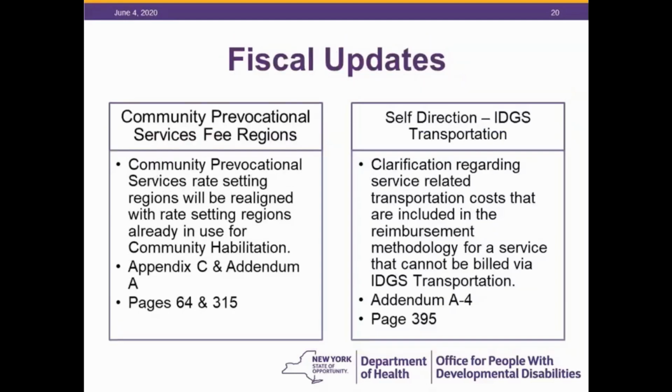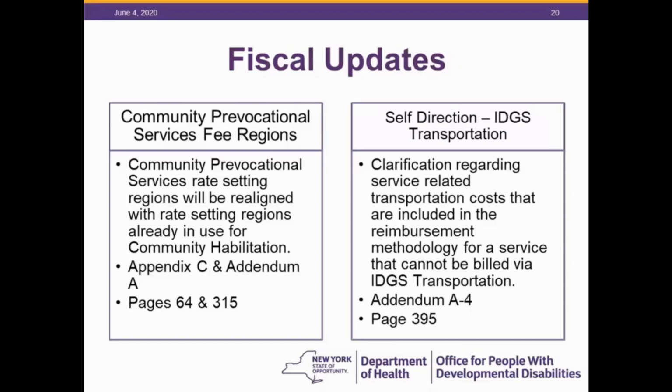The next adjustment is community pre-voc services fees, the regions. Last year, if I'm not mistaken, we aligned the community HAB regions with the Department of Health regions. We aligned many of the regions prior to this. I think all the other services were aligned in 2014 when we redid the methodology, aligning with the Department of Health regions. There were a few that were left out.